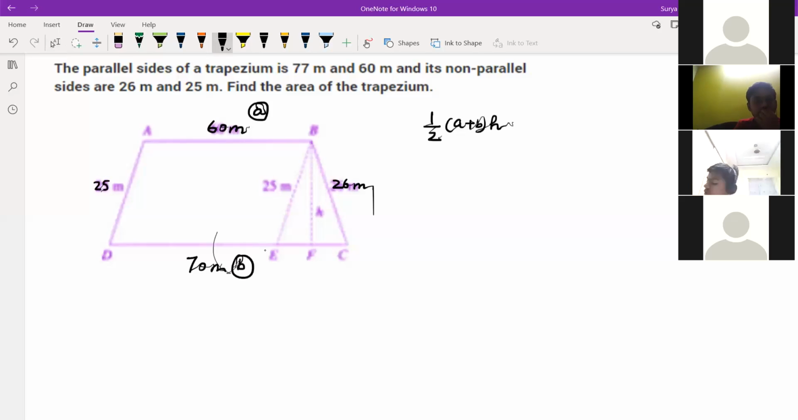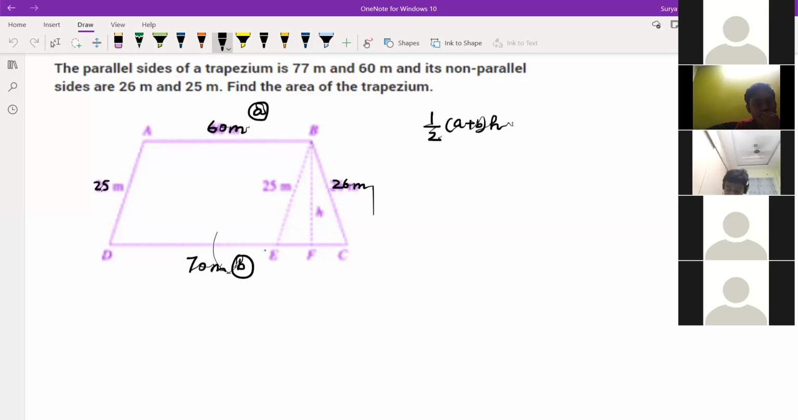Sir, half into A plus B into H means we can first do half into A plus B. So that would be half into 130, 65, into H. That H only you want to know. If you know how to find H, you can do the question easily. So I'm not sure how to find H. Find H. Pulastya, you can find H. Shriyanvi. Still finding it out, sir. How to find the height?